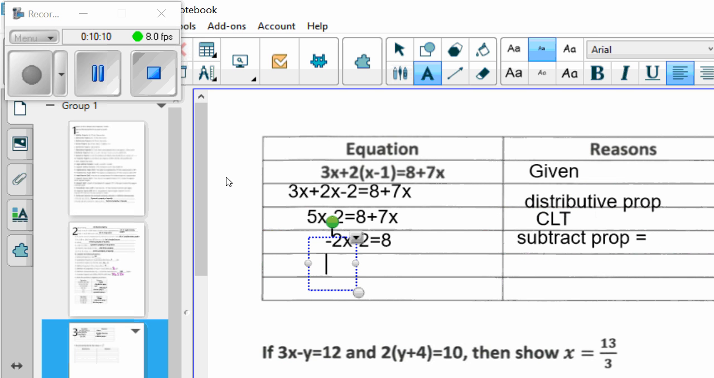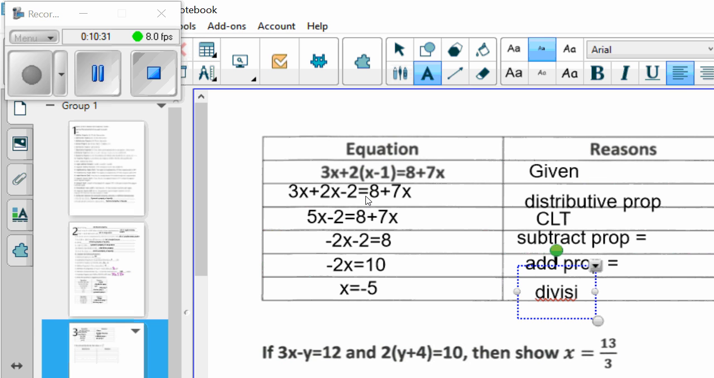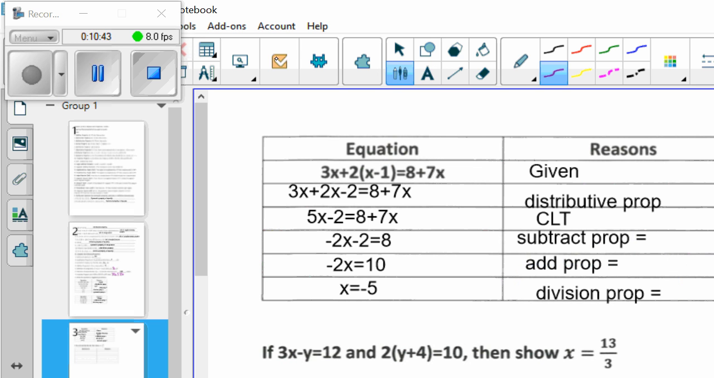I need to now move the 2 over, the negative 2 over, so when I do that, I get negative 2x equals 10. I got rid of the negative 2 by adding 2, so that's the addition property of equality. And now, finally, I need to divide, and when I do, I get x equals negative 5 by the division property of equality. All right, so now we want to do everything on this one. Okay, so I'm going to switch back over to my pen.